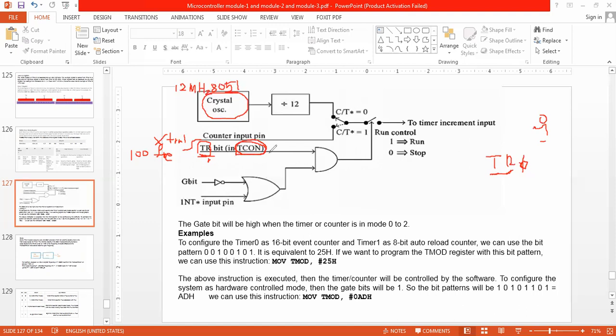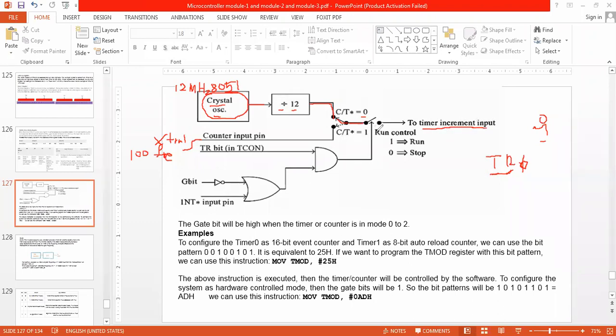The TCON register is an 8-bit register. Okay. Now here, let us not talk about this one now. See, if C/T bar is equal to 0, what is happening? The internal crystal oscillator is there, and that is going to be divided by 12, and this switch is connected to this line. The crystal frequency divided by 12 is going to be connected to the timer increment input.